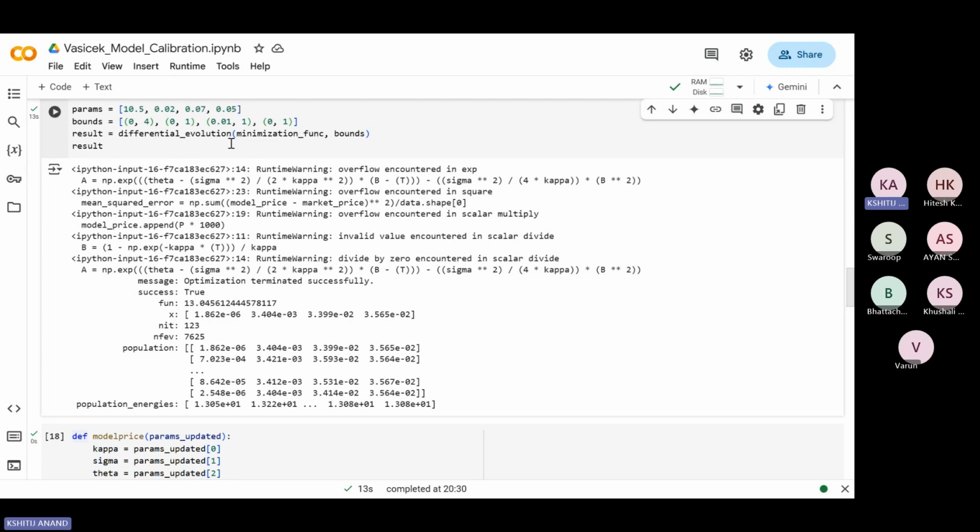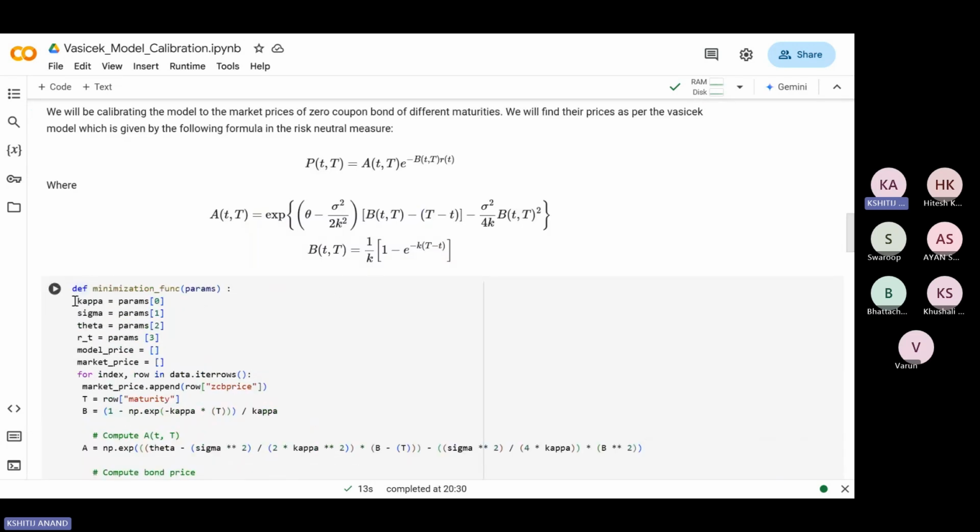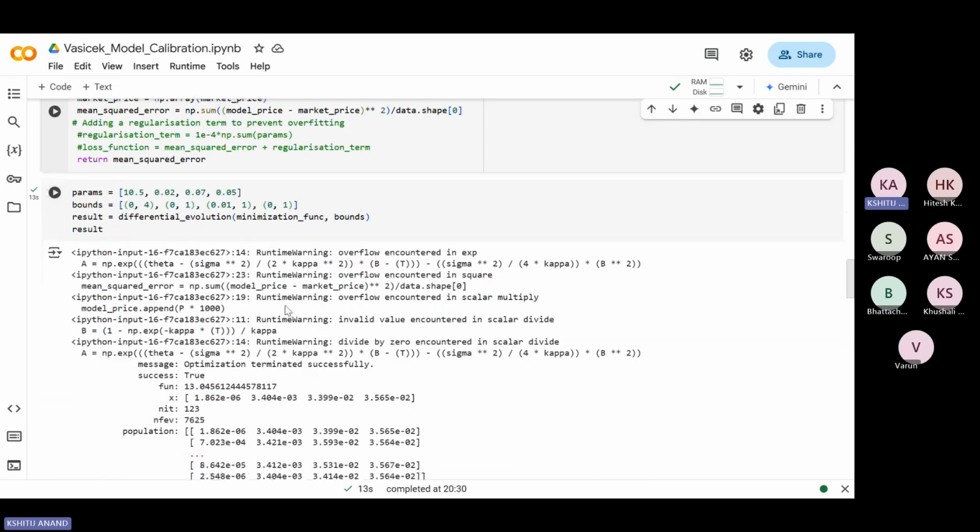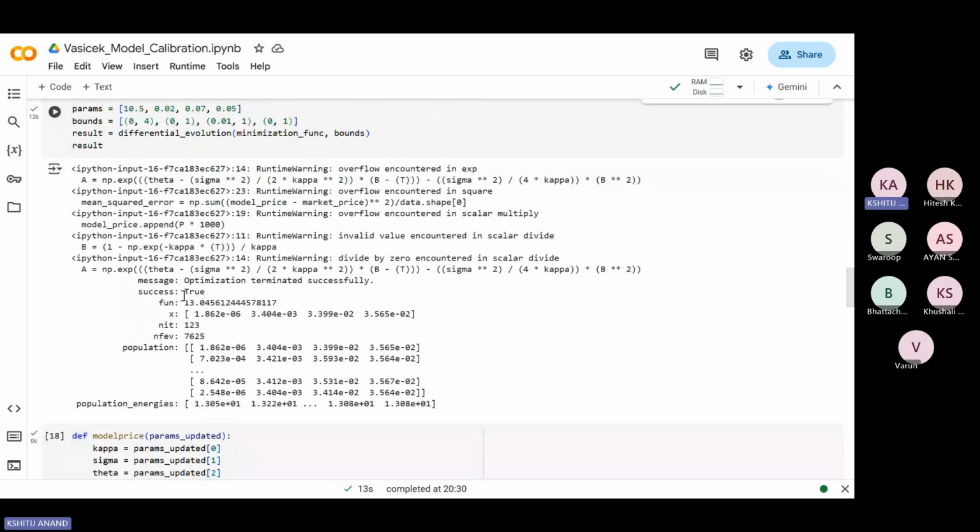They try different values for the parameters, which are kappa, sigma, theta, and r naught, in the sequence that you have provided. I have already provided it in this sequence: the first member is kappa, the second member of the list is sigma, and so on. So this is the result, and you can see the error.